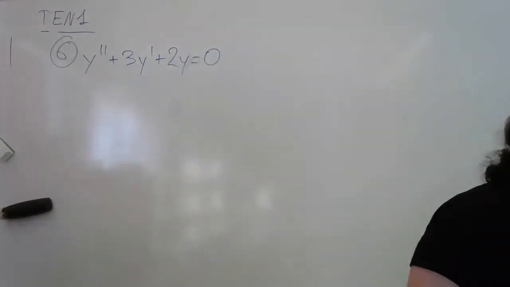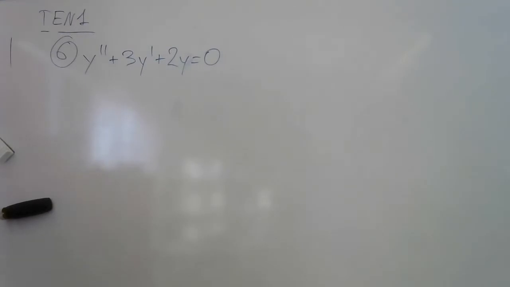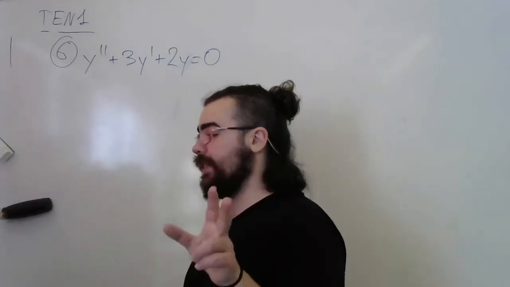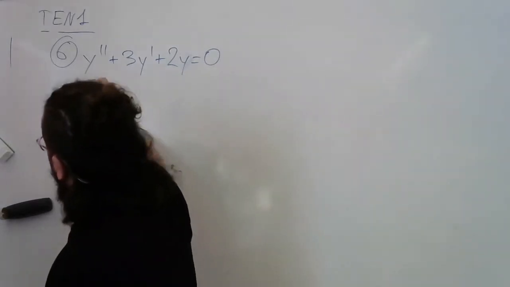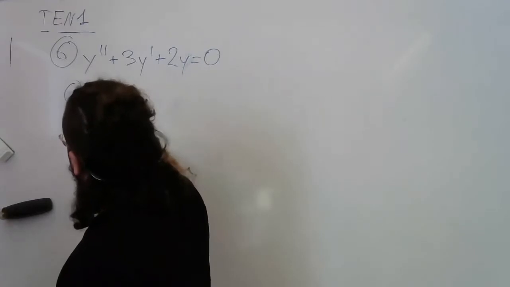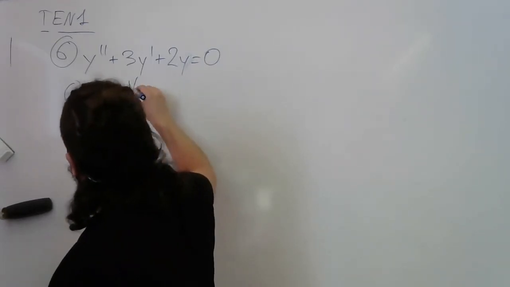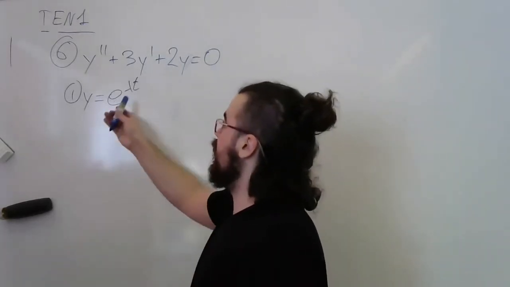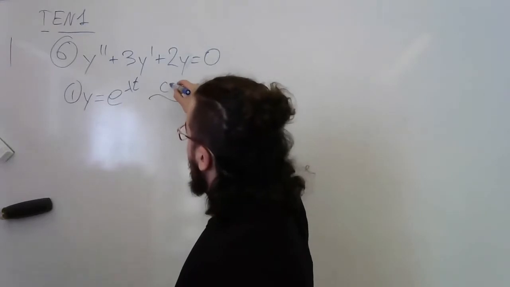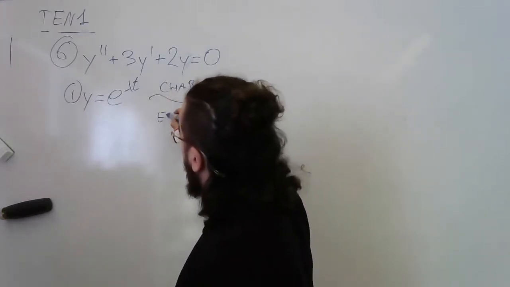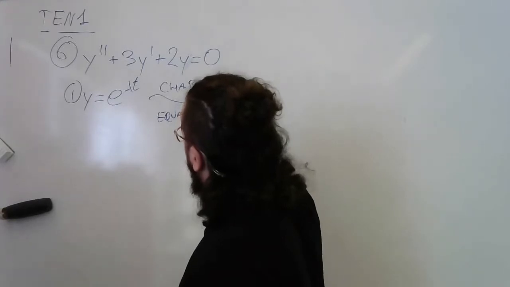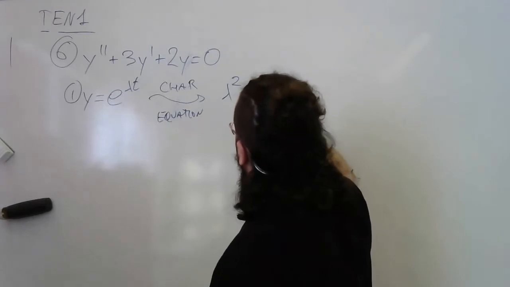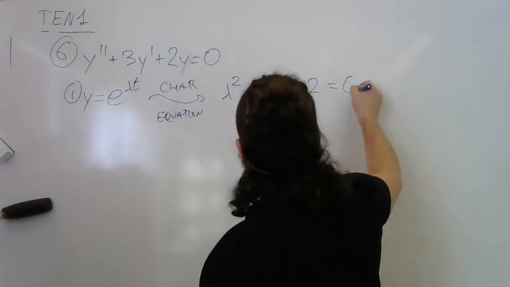We have no initial conditions in this equation, so we only have to find the general solution to it. In order to find the general solution, we have 3 steps. The first step: if we say that we have a solution in the form y equals e to the power lambda t, we can build the characteristic equation. Our characteristic equation is lambda squared plus 3 lambda plus 2 equals 0.